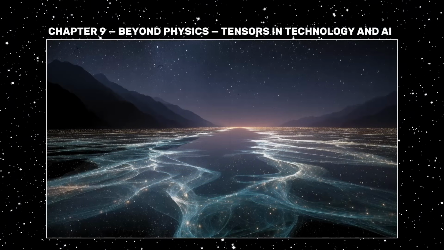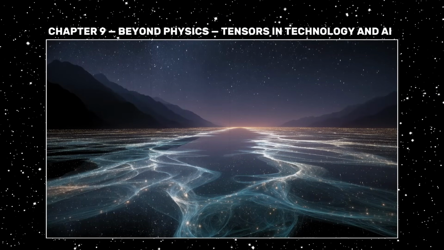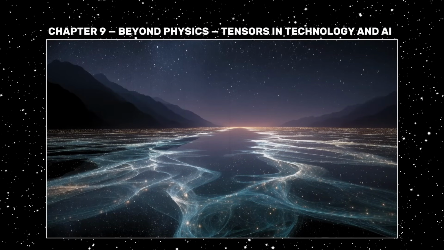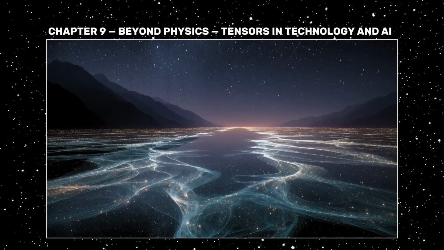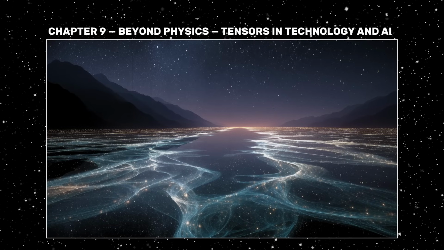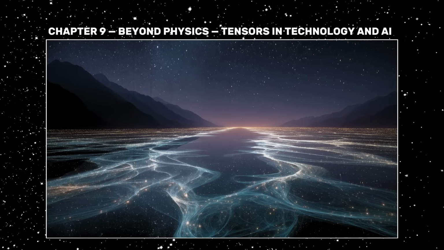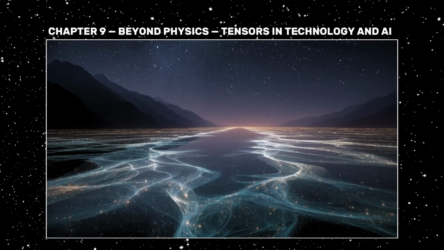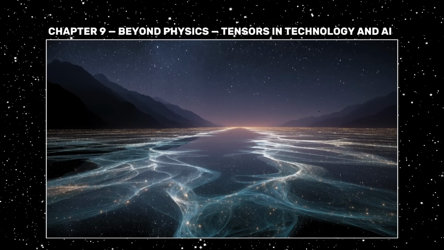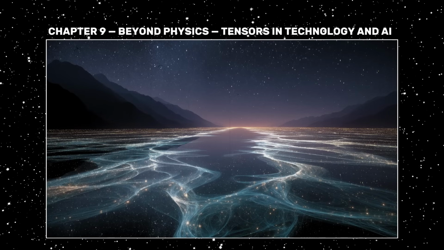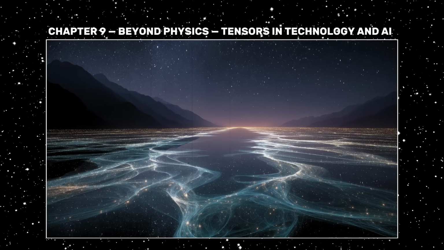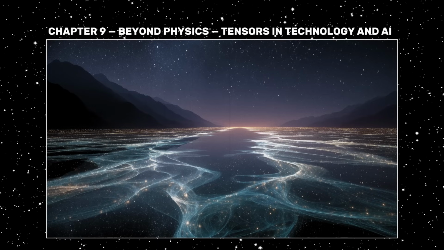Chapter 9, Beyond Physics, Tensors in Technology and AI. Tensors emerged from mathematics and found their first decisive role in physics, where they became the indispensable framework for general relativity, electromagnetism, and quantum field theory. Yet their reach has expanded far beyond the confines of fundamental science.